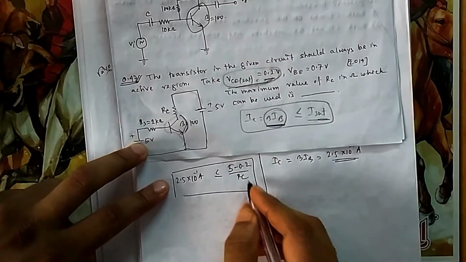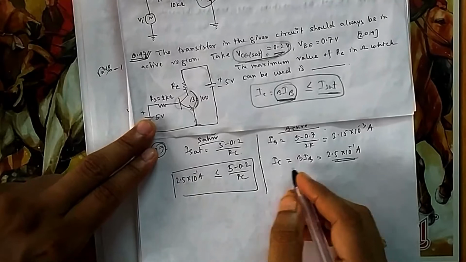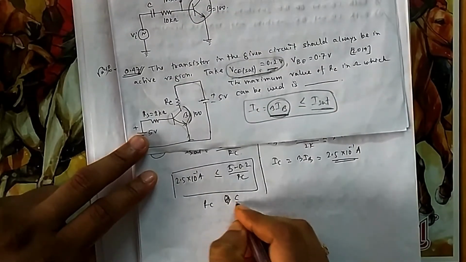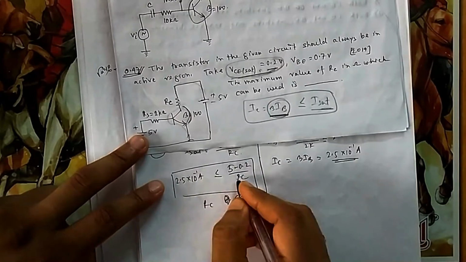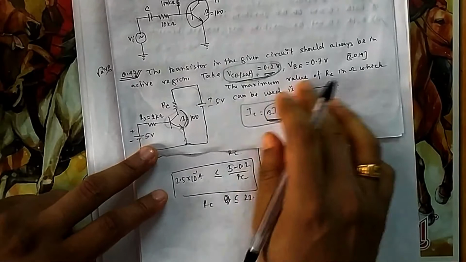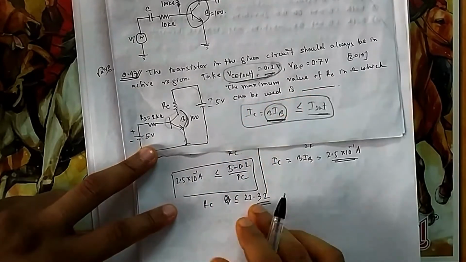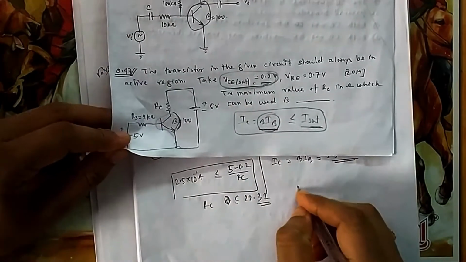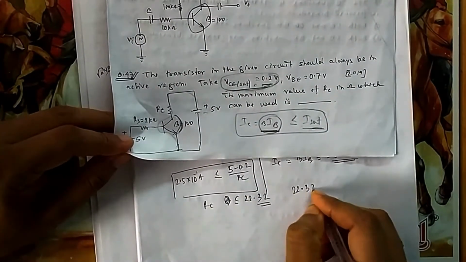So if you do this, I think you can easily calculate from here. RC will be less than or equal to 22.32, because RC will be on that side. So the maximum value for which it can be used is 22.32, because RC should be less than that. The maximum can be 22.32 ohm, so that is the answer.